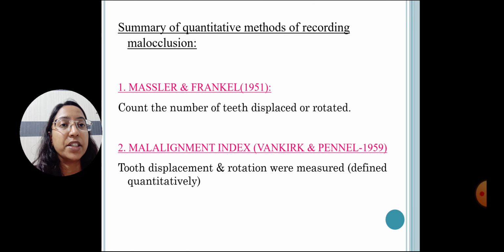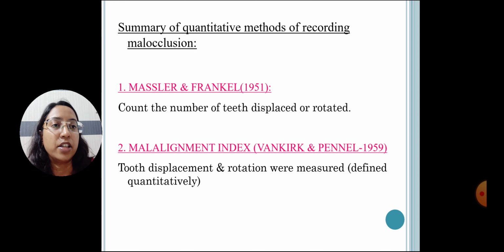So if we come to the quantitative methods of recording malocclusion, so early index was by Masler and Frankel, where the number of teeth that were displaced or rotated were counted. Then malalignment index by Van Kirk and Pennell. So here the tooth displacement and rotation were measured and defined quantitatively.